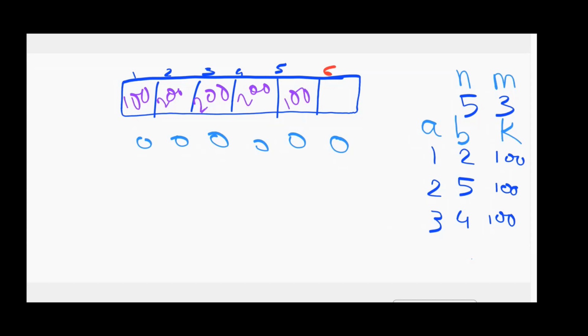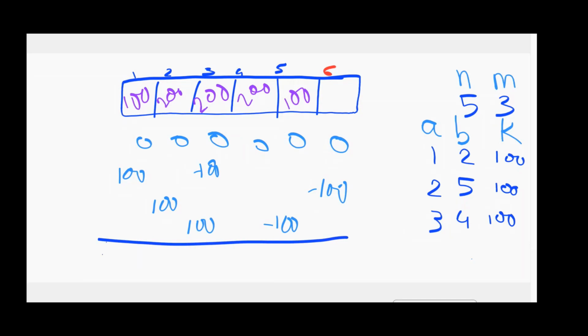So using the same algorithm here, we will add 100 to index 1, and we will subtract it from index 3. Now we will add it at index 2 for the second step, and subtract it from index 6. And now we'll add 100 at the third index and subtract it from the fifth index, which is 4 plus 1. So when we take the sum of this, we get 100, 100, 0, 0, minus 100 and minus 100.